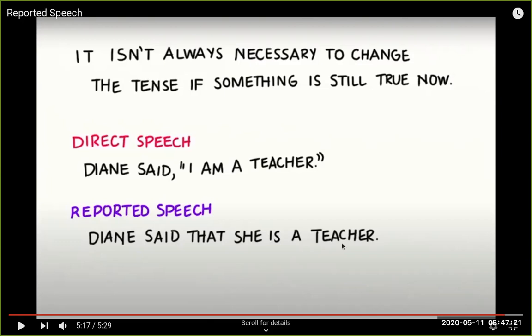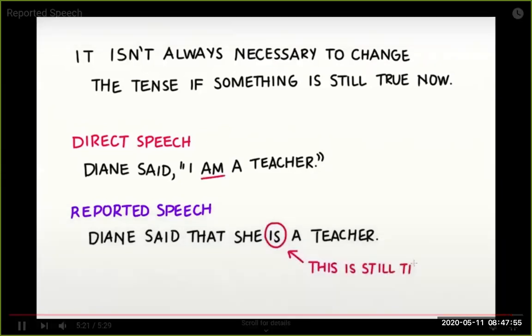And when you report what Diane said, you want to make that clear. You want to make it clear that she still is a teacher. Because if the reported speech had been, Diane said that she was a teacher, then you're saying Diane is no longer a teacher at this moment. So be careful also with the verb tenses, especially when you want to express that something is still going on in the present tense. We don't need to change the tense because this is still true now.